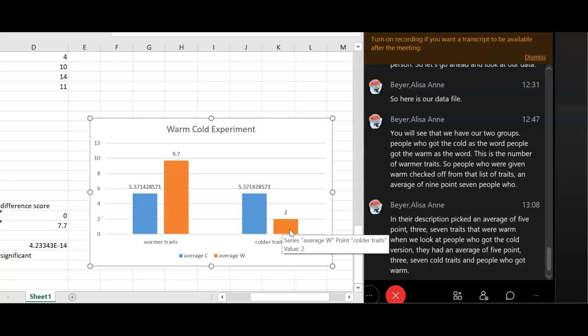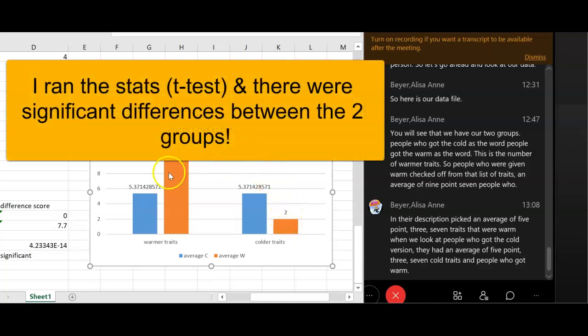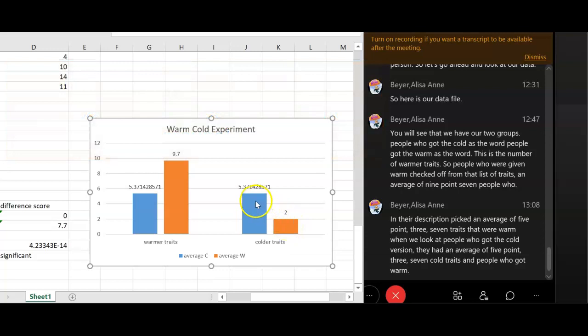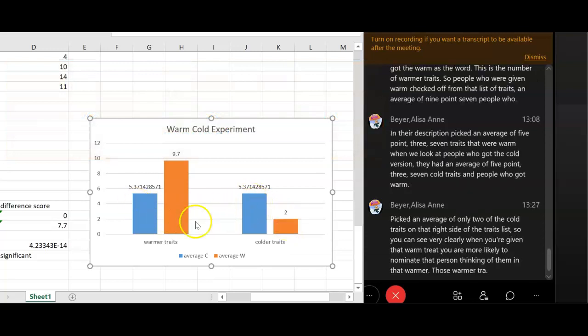So you can see very clearly when you're given that warm trait, you are more likely to nominate that person thinking of them in those warmer traits. And when you get cold, they were kind of more even between checking off traits on the left, which were warmer traits, and traits on the right, which were colder traits.